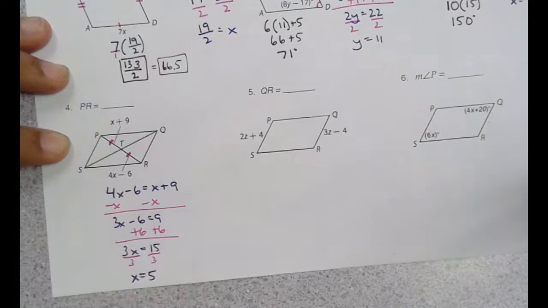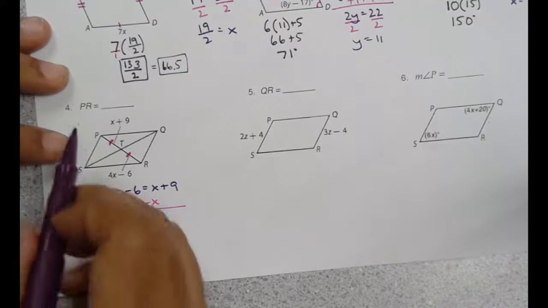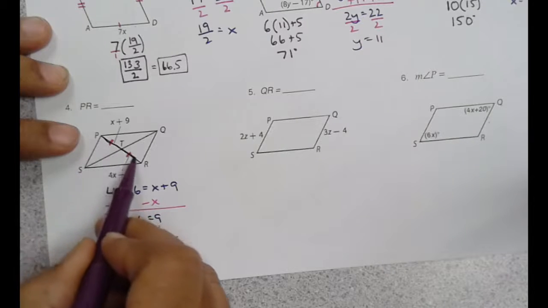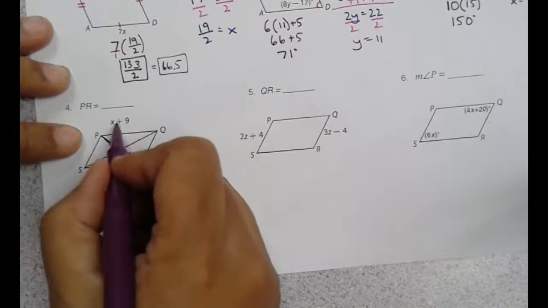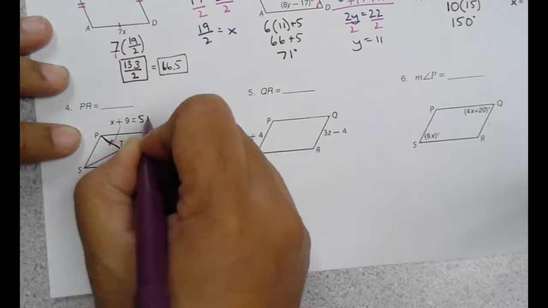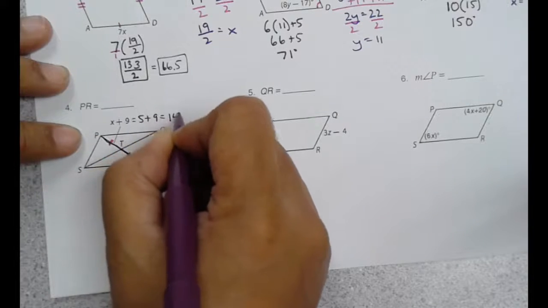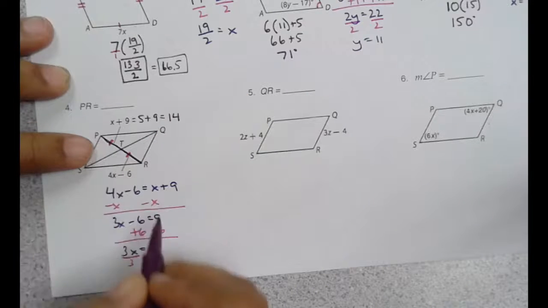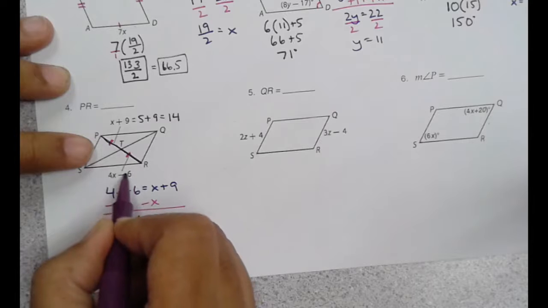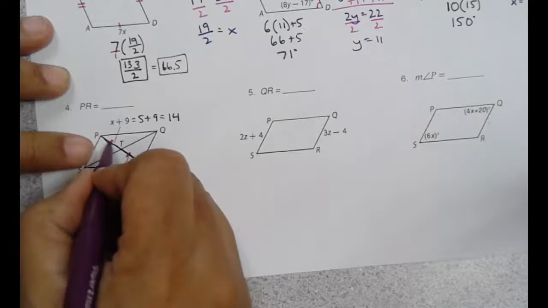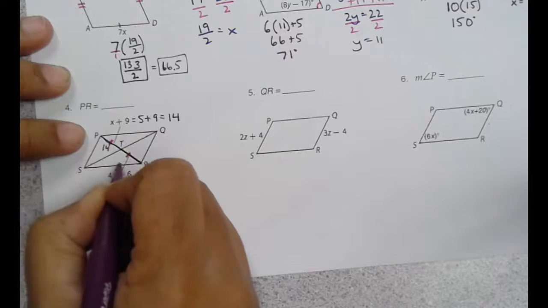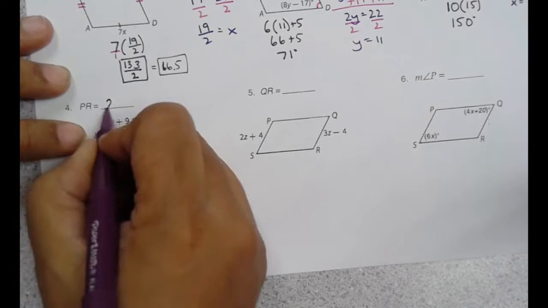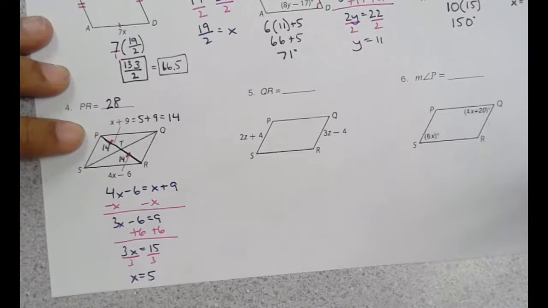All right, well, it's asking for what is the length from P all the way to R. So that's the full length from here to here. So let's plug in the 5 into this top one here. So 5 plus 9 is 14. Now keep in mind, 14 is the length of this segment. Do I have to plug in 5 into the bottom? You could, but we already know that these are congruent. So this is 14 and this is 14. That means the full length from P to R is 28, 14 plus 14.